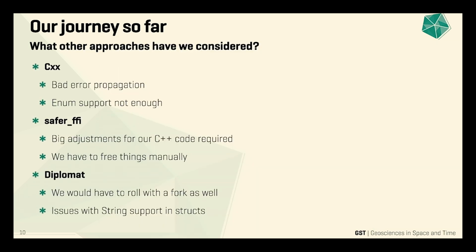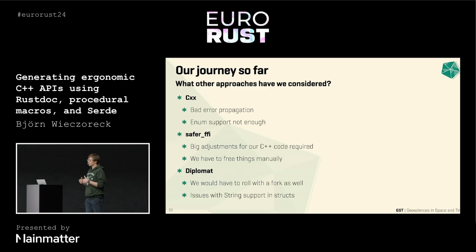So of course we looked at other possibilities over the years. I've dug into our internal knowledge wiki and also our Git history, because over the years many people have looked at this issue and have written down their thoughts, and I've tried to collect some of them. Relatively early on, we also had a look at CXX, but we weren't really happy with the error propagation over the interface, and the enum support also wasn't fitting quite our needs. For safer FFI, we would have had to make many changes to the C++ code, which wasn't feasible.